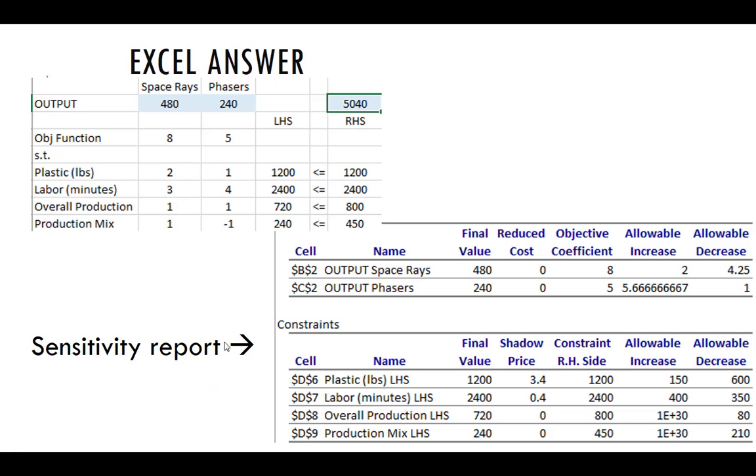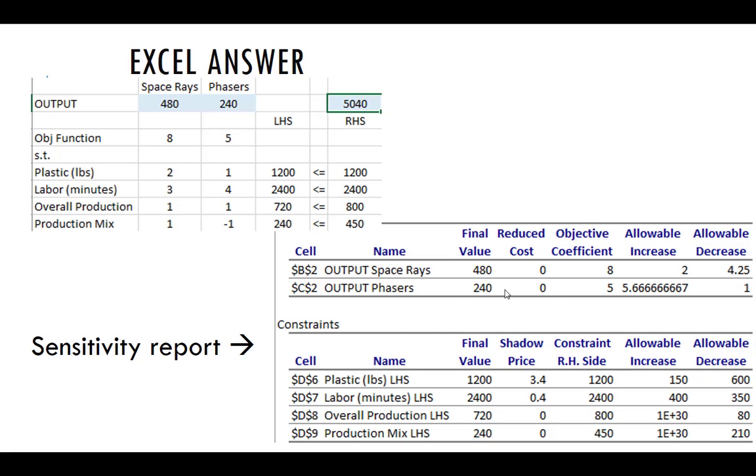Alright, we left off last time solving the Galaxy Toys example. And we got this thing out right where it said we produced 480 lots of space rays, 240 lots of phasers for a total weekly profit of $5,040. And then we got the sensitivity report.